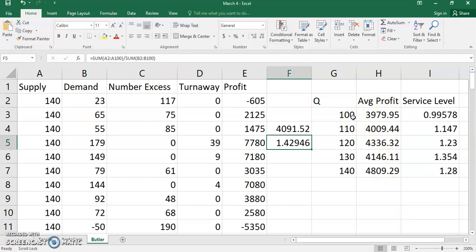So if your replenish level is 100, I got the average profit was 3,979.95. Yours is going to be slightly different. And then the service level was 0.9958. Remember, the service level was total supply over total demand. So you would just add up all of your supply divided by all of your demand. And that's how we would read this spreadsheet.